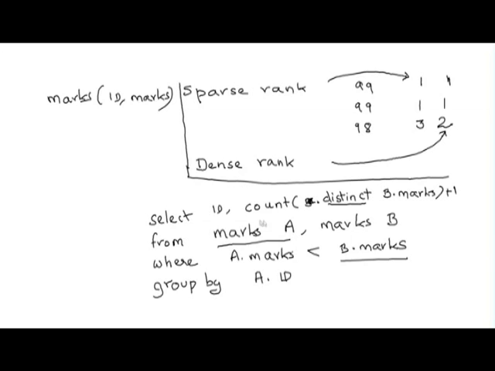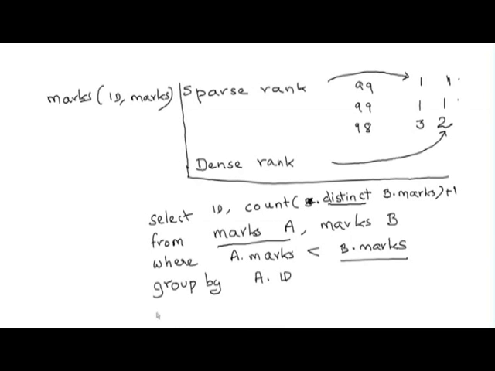So, now the highest ranker is going to be lost from here, but the second highest ranker, that is somebody with 2, will be paired up with both of these. And now, if I say count distinct B dot marks, these two have the same mark, 99. Distinct will remove duplicates, and then that will give me 1, count is 1, and then plus 1 will give me 2. So, I have the rank of the second highest. For whoever is second highest, the rank will be 2. Whoever is third highest, the rank will be 3 correspondingly.